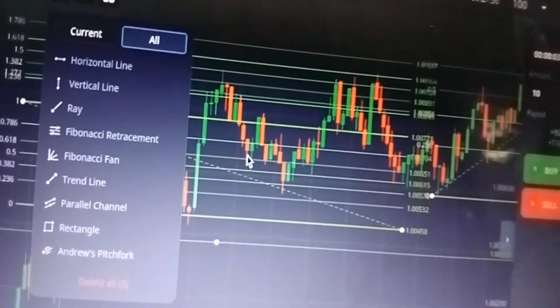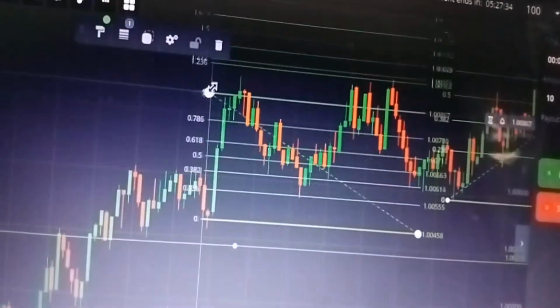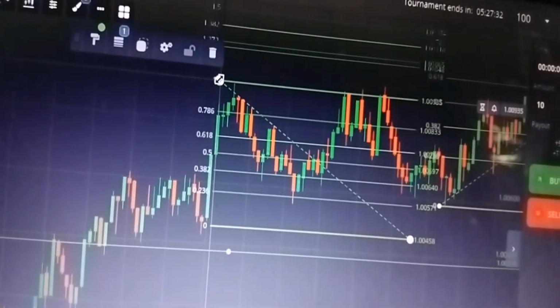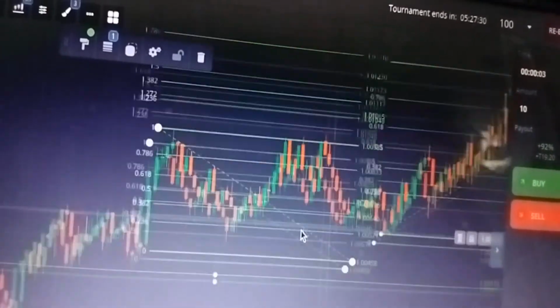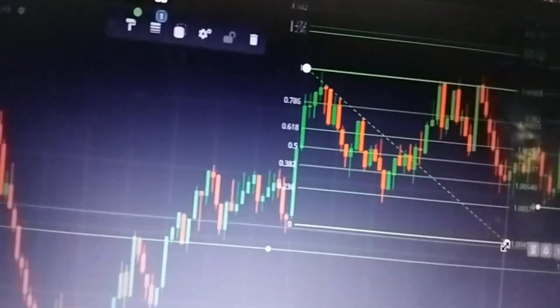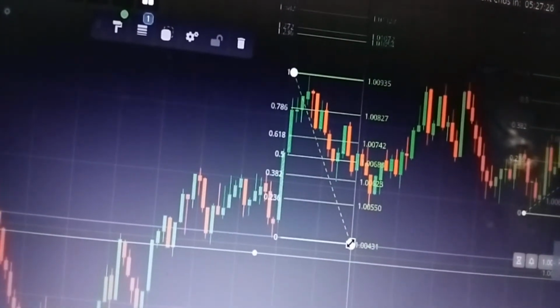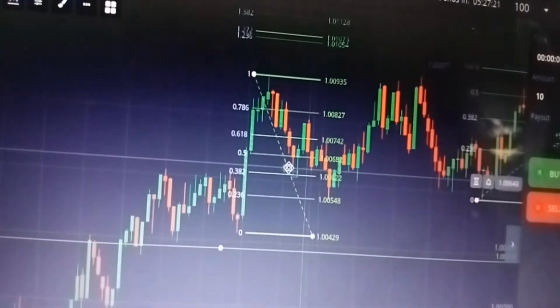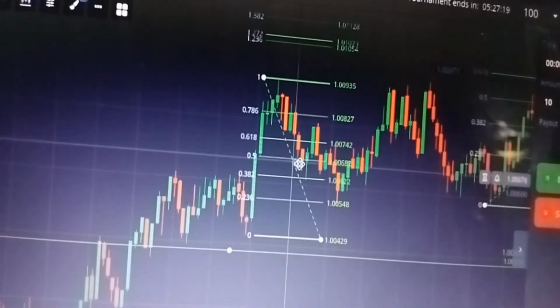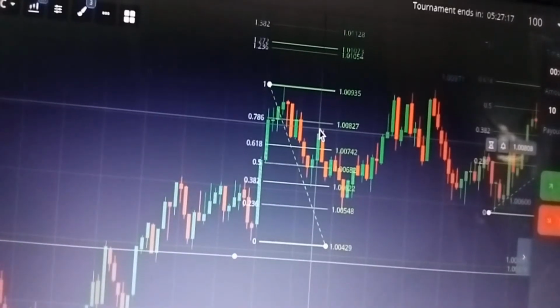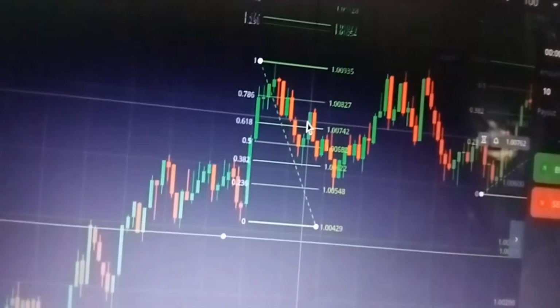So you use your fib from that high to this low. To this low, what do we have? A nice entry. Boom. Boom. Right?